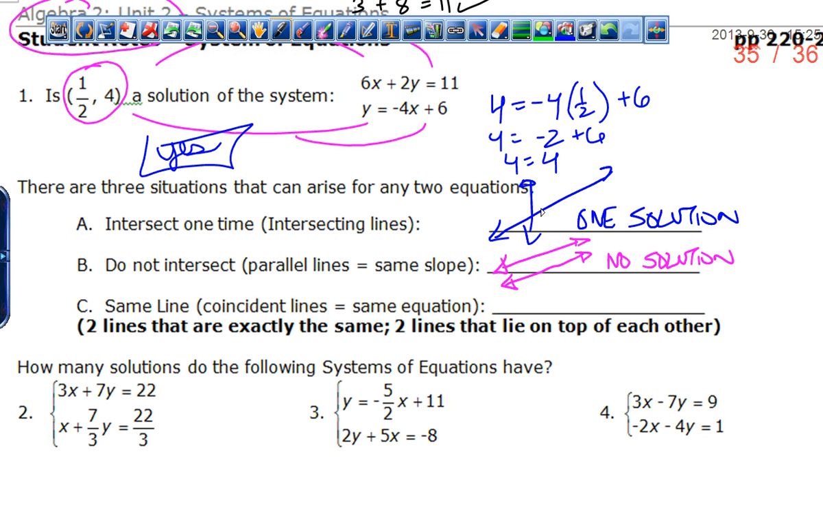And then lastly, 2 lines that are exactly the same. They're called coincident. They're right on top of each other. The bold part is something that I wrote in. It's not on your paper. So they have infinitely many solutions, or cleverly abbreviated IMS.